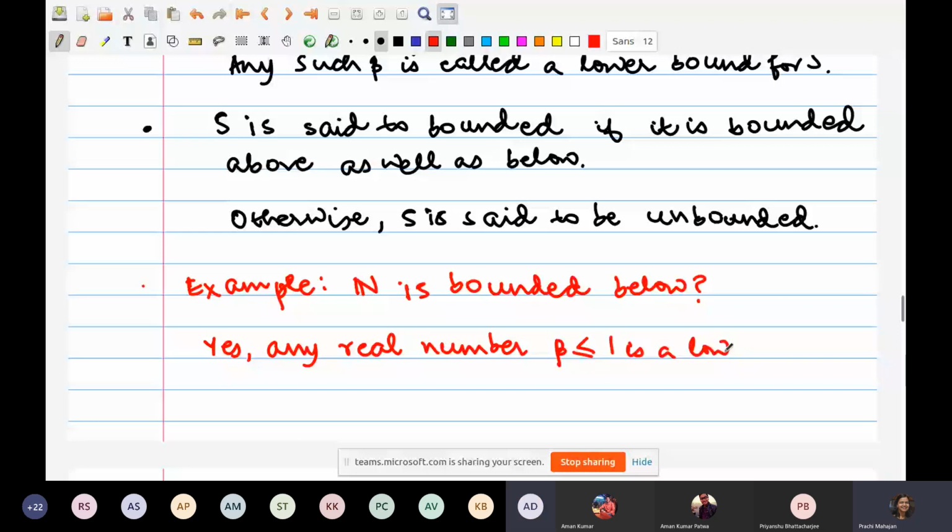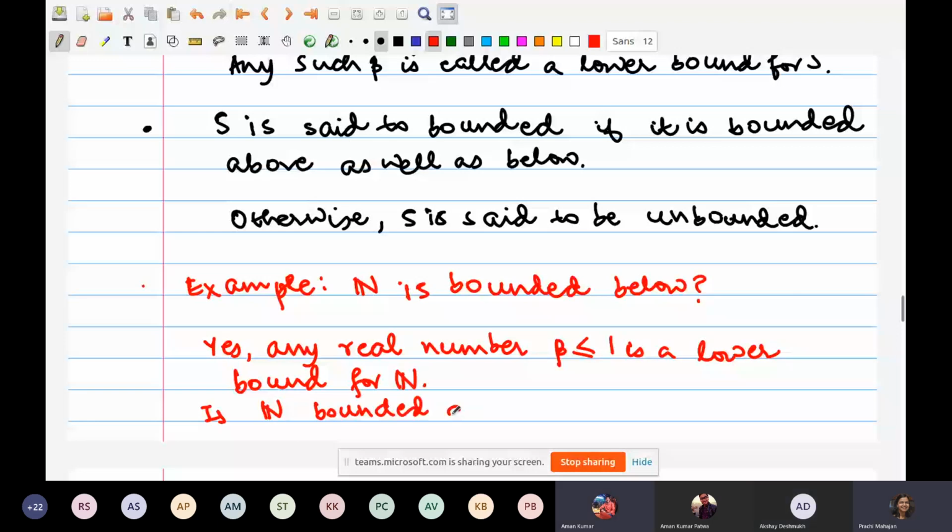Is a lower bound for the set of natural numbers. Correct? The next question: is the set N of natural numbers bounded above? No, ma'am. So it seems like this is not bounded above, right? Can you provide me a rigorous argument why that is the case?